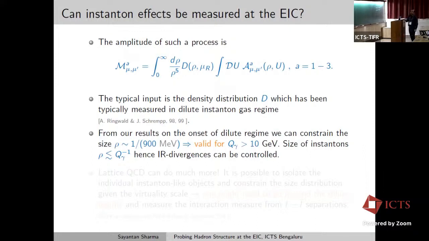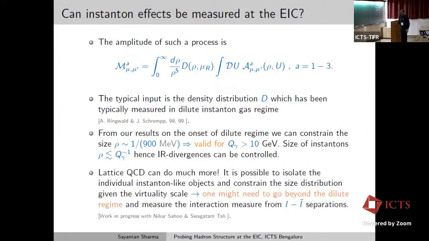All these problems happened because there was no way to constrain the radius of the instantons. But now this photon virtuality actually sets a scale below which we will not see smaller instantons, and that's why these calculations are controlled.